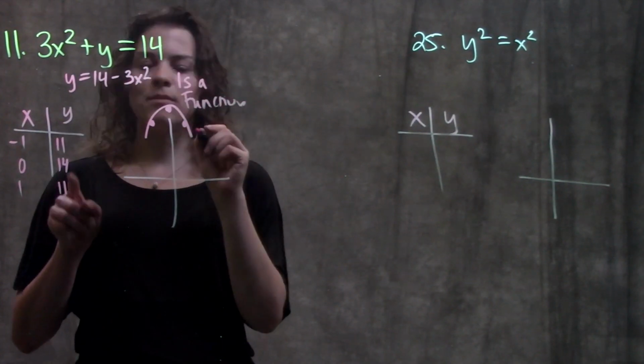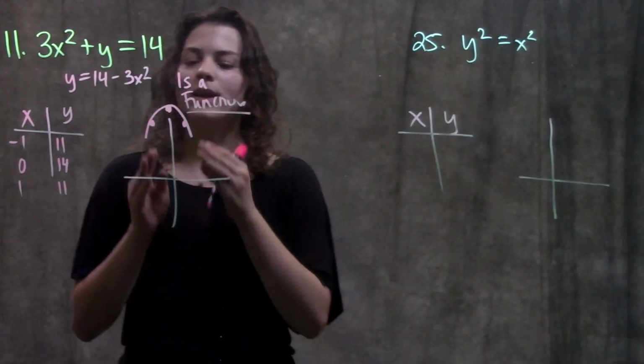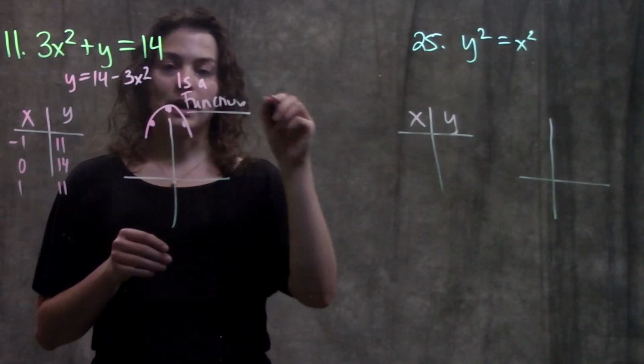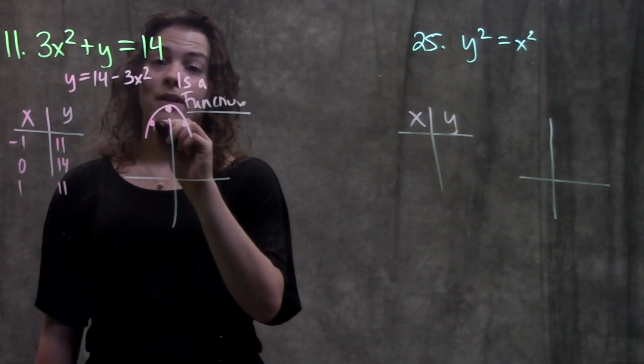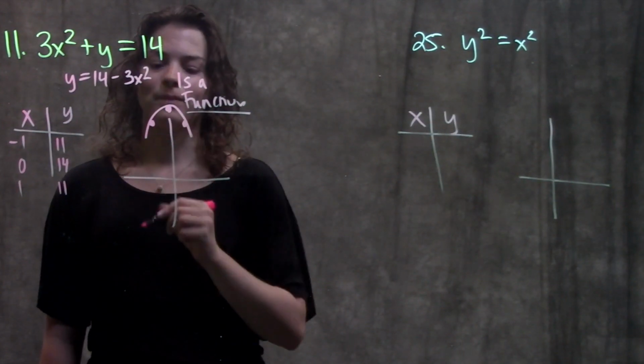Now don't let this same y output value trip you up. We can have the same y output value as many times as we want, just as long as for each x value, we only have that one y output value.